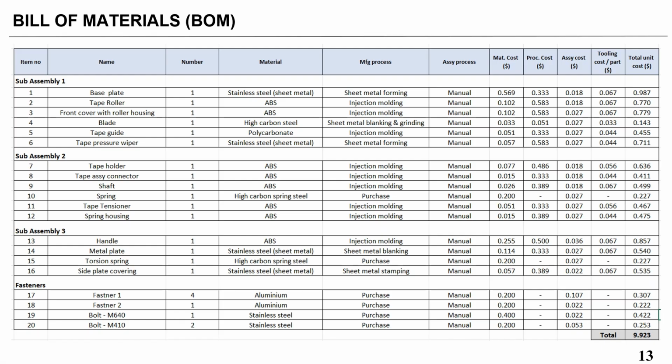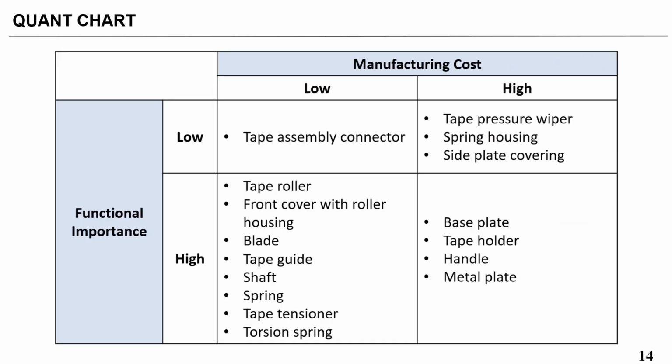This is the bill of materials of our product. It is worked out based on the assembly sequence 2 with 3 sub-assemblies. The total cost is $9.923, which is 50.2% less than the actual market price. Then the parts are classified based on their functional importance and manufacturing cost. It is concluded that 8 parts are in keep as it is position and 4 parts, namely base plate, tape holder, handle and metal plate, are in required to redesign position.